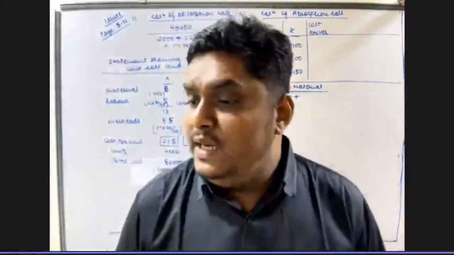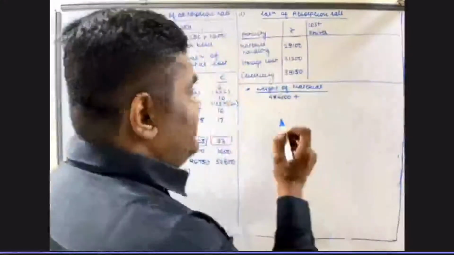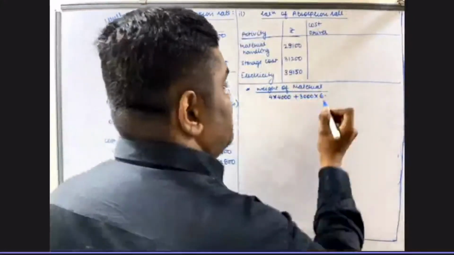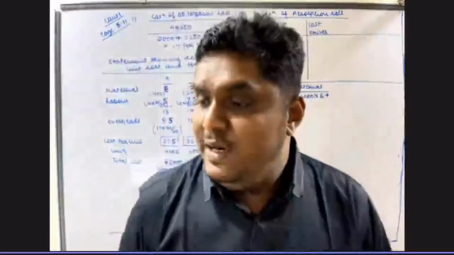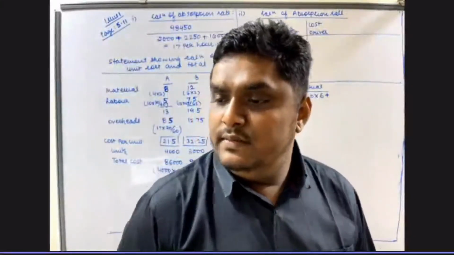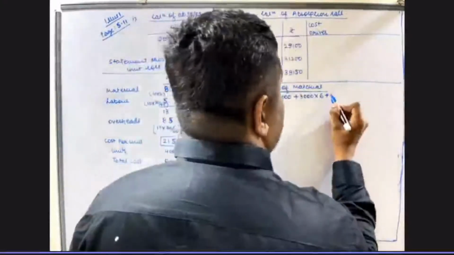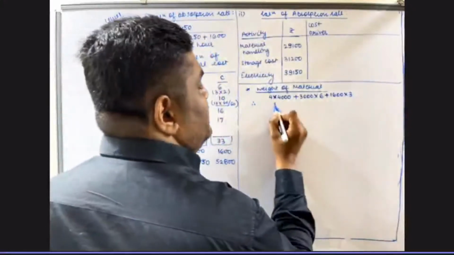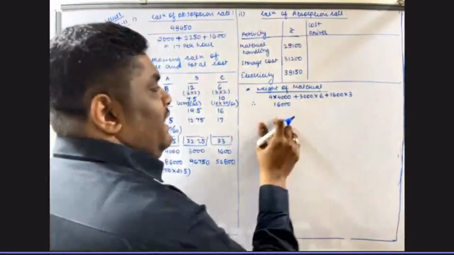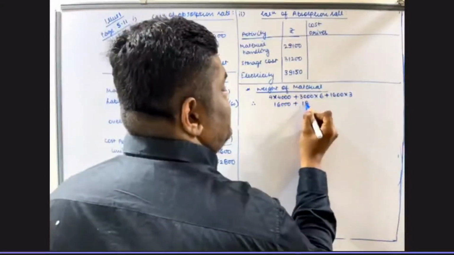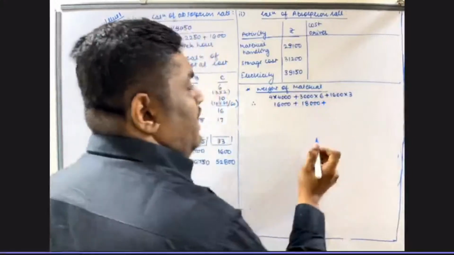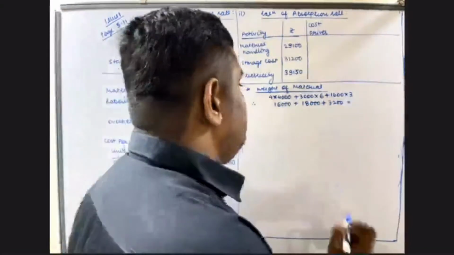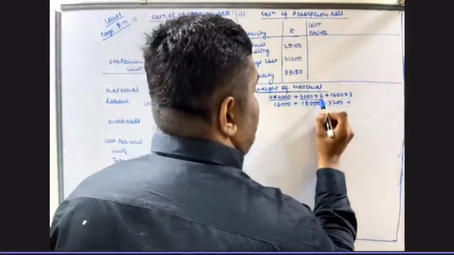Sorry, product B requires 6 kgs and total units manufactured are 3,000. So 3,000 into 6 plus product C requires 3 kgs and 1,600 units are manufactured. So 1,600 into 3. Therefore, 16,000 kgs are total used in A, 18,000 kgs are used in B, and 3,200 kgs are used in C. This is for A, this is for B, this is for C.